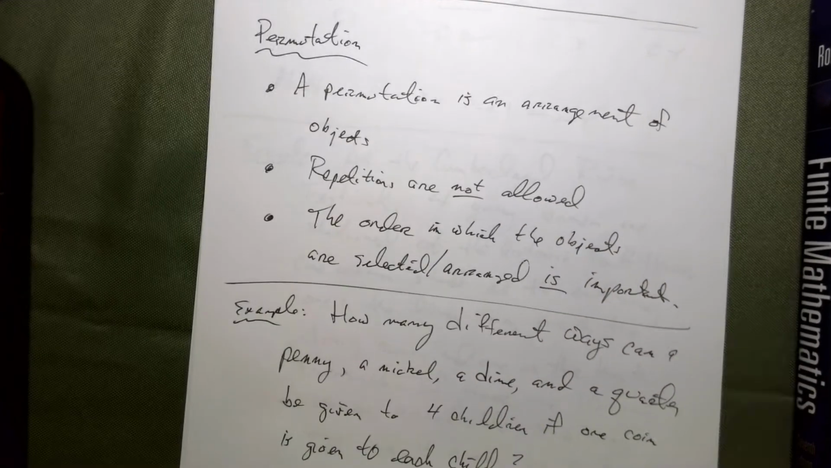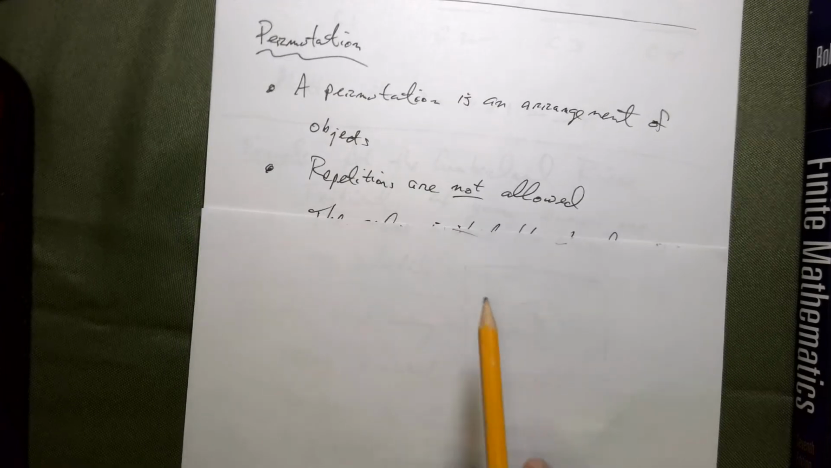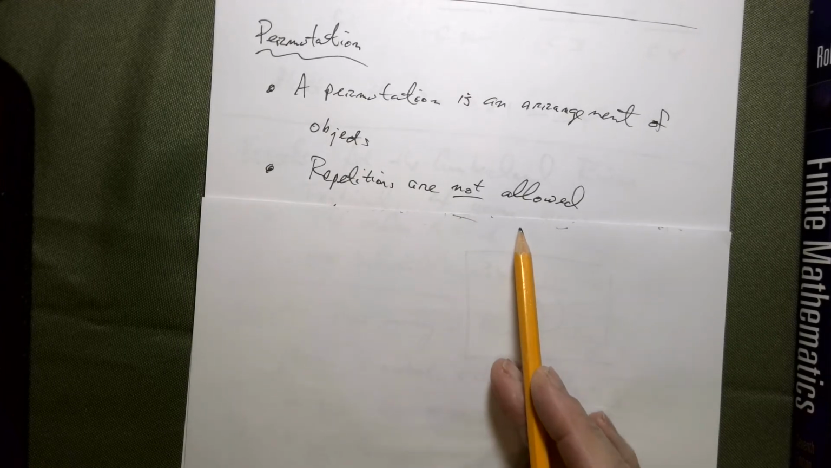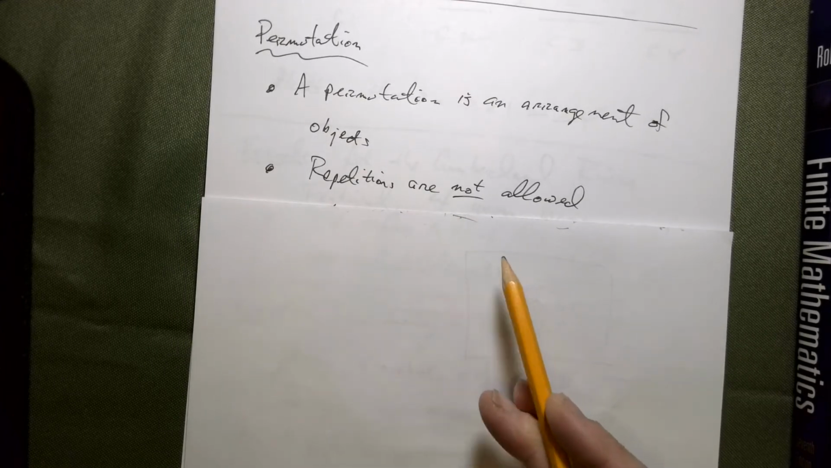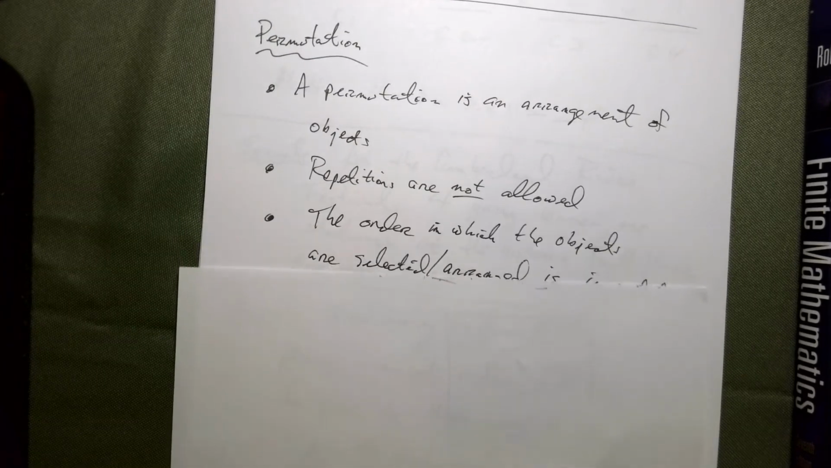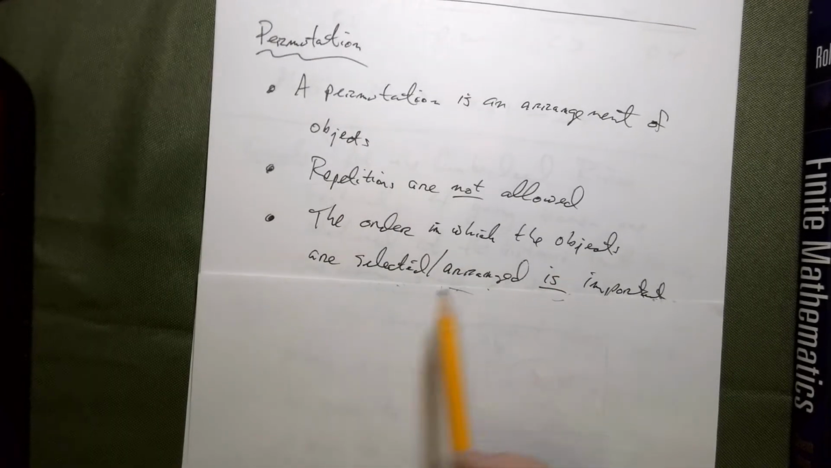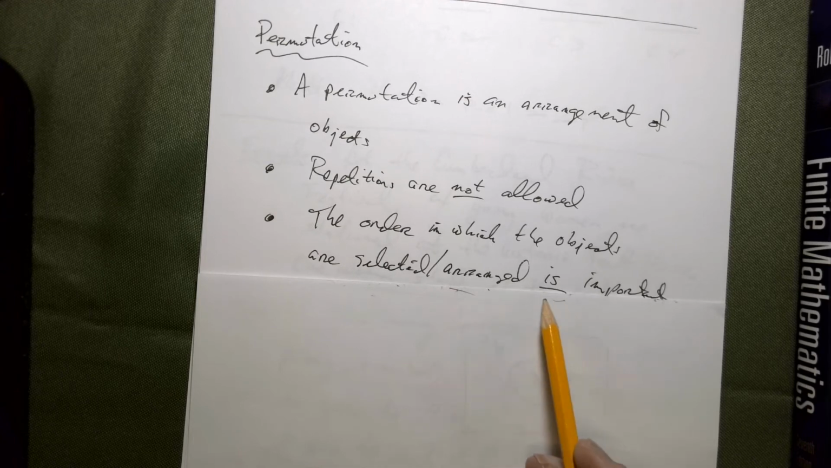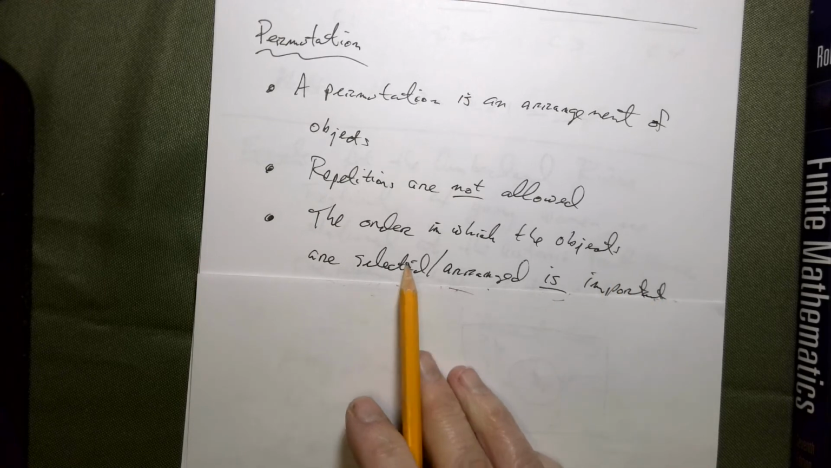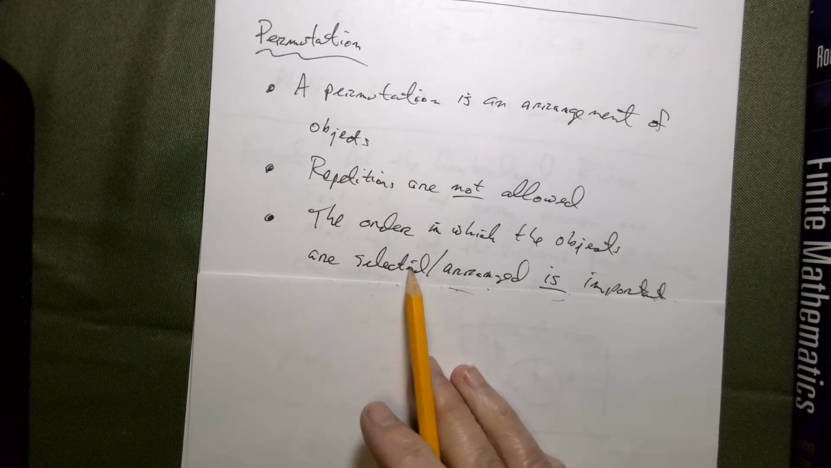So when we're talking about a permutation, it's an arrangement of objects. Repetitions are not allowed. Obviously, you don't have the Rembrandt and the same Rembrandt in 2 different places. And the order in which the objects are selected and arranged is important. That's what we mean by a permutation.